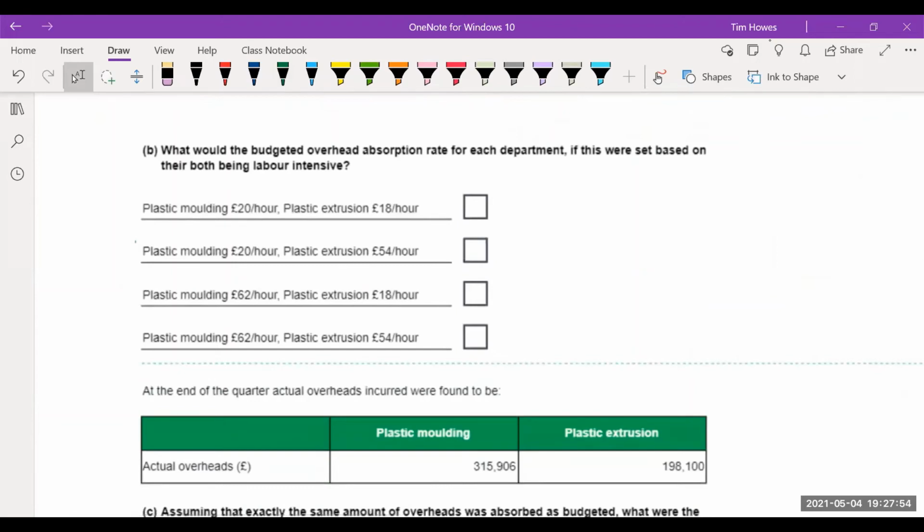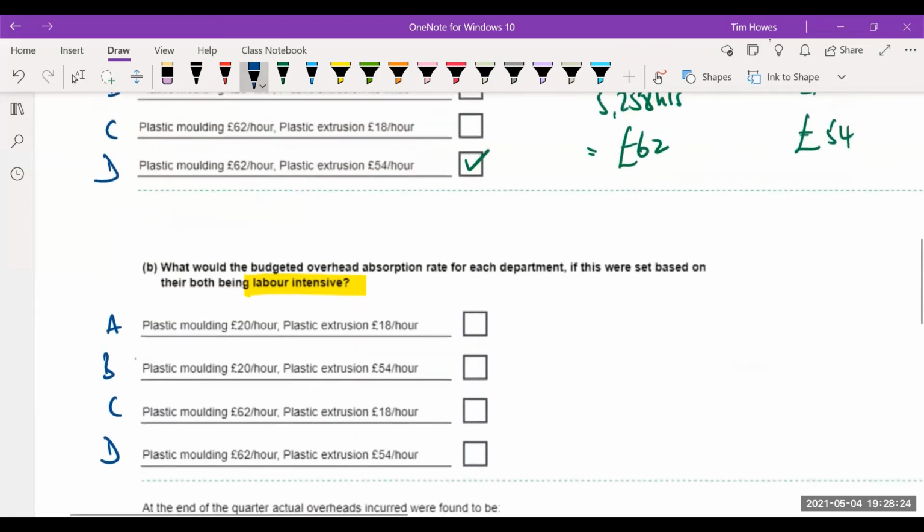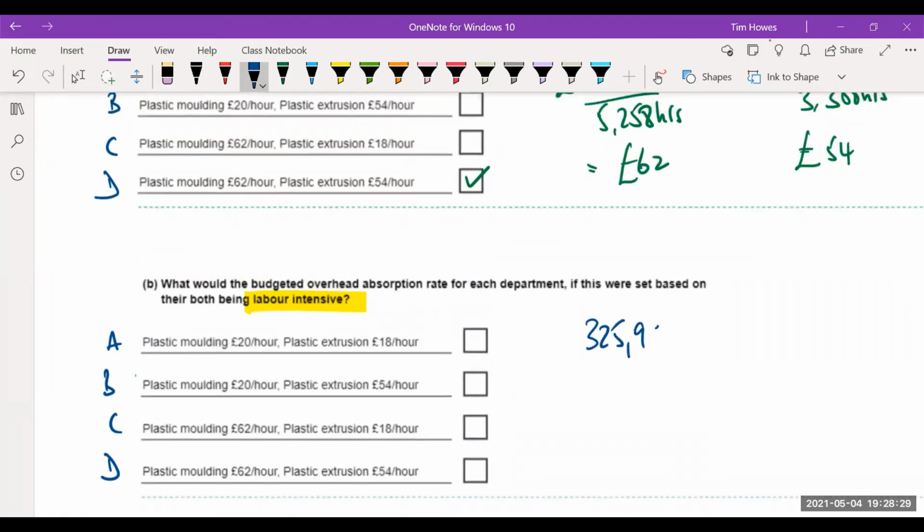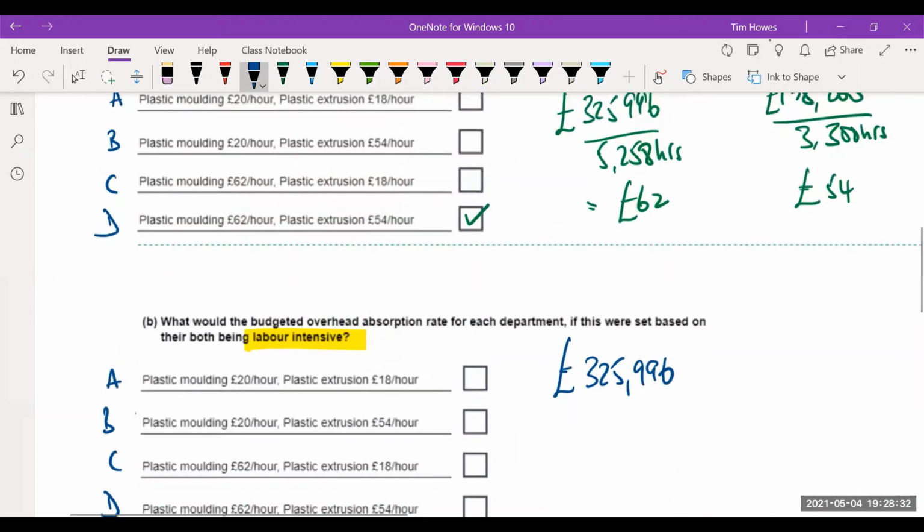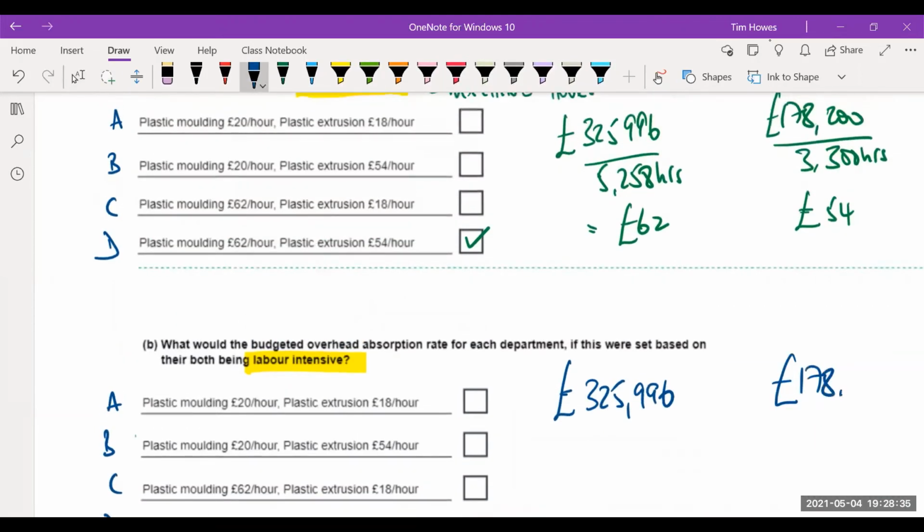Same thing, different format of the question. What is it now if they're based on them being labour intensive? A, B, C or D? Valerie's going for A, Claudine is going for A. So you've seen the process, we know what it's about, don't we? So the overhead cost here is 325,996 and on this side 178,200.